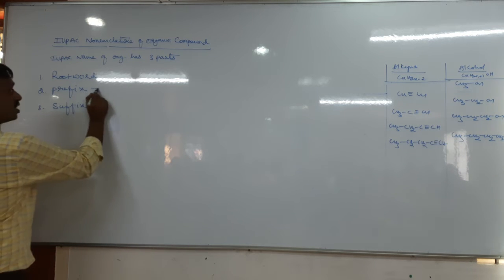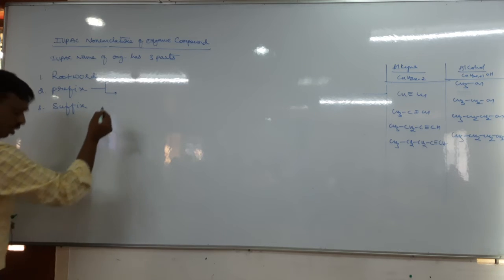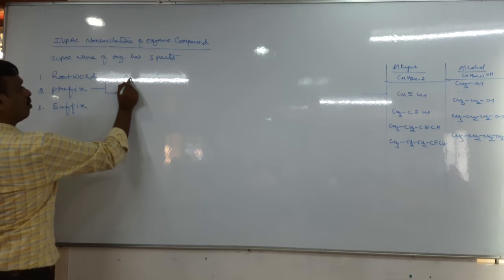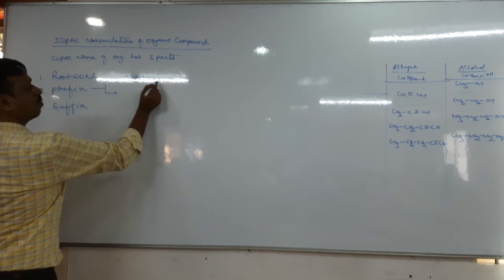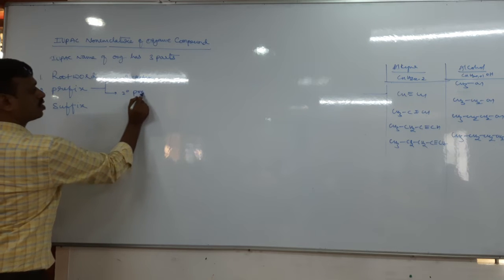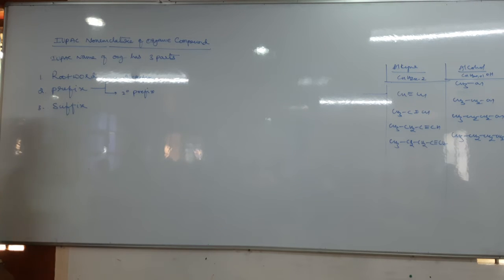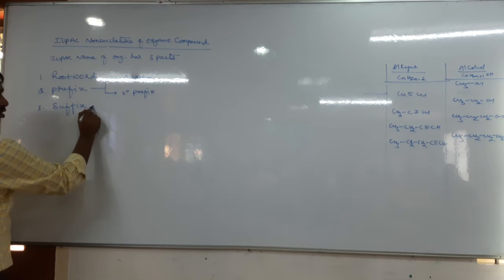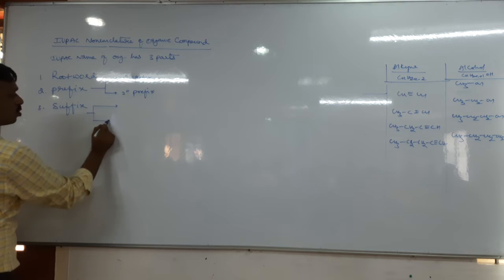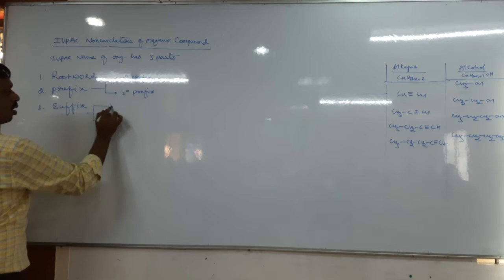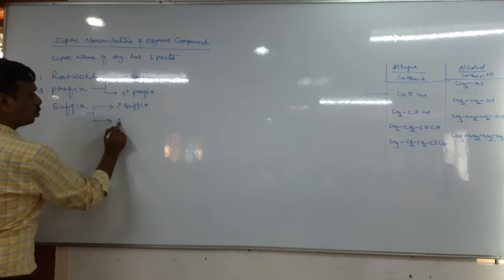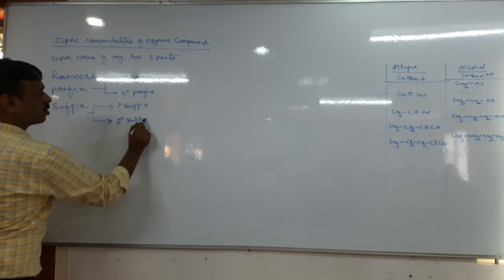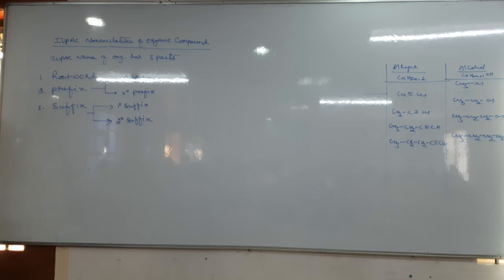The prefix is again classified into two parts: primary prefix and secondary prefix. Yes or no? And what about the suffix? Suffix also has two types: one, primary suffix, and two, secondary suffix. Got it? Now let's see one by one.